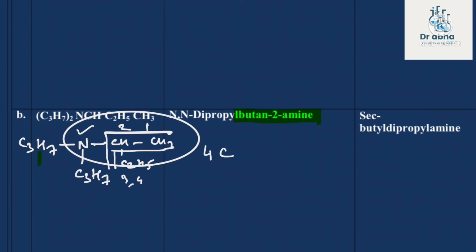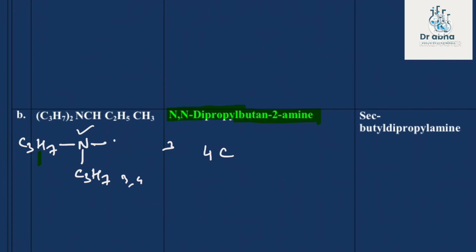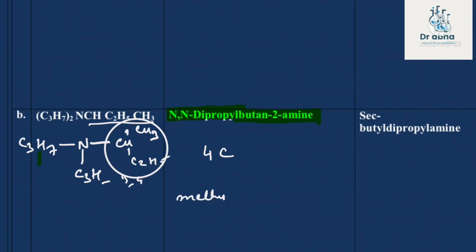At the ends you have propyl and propyl. So N,N-dipropylbutan-2-amine. Now if you look at the common name, this part can be named either as sec-butyl, or as methyl propyl. Sec-butyl is the same as methyl propyl.